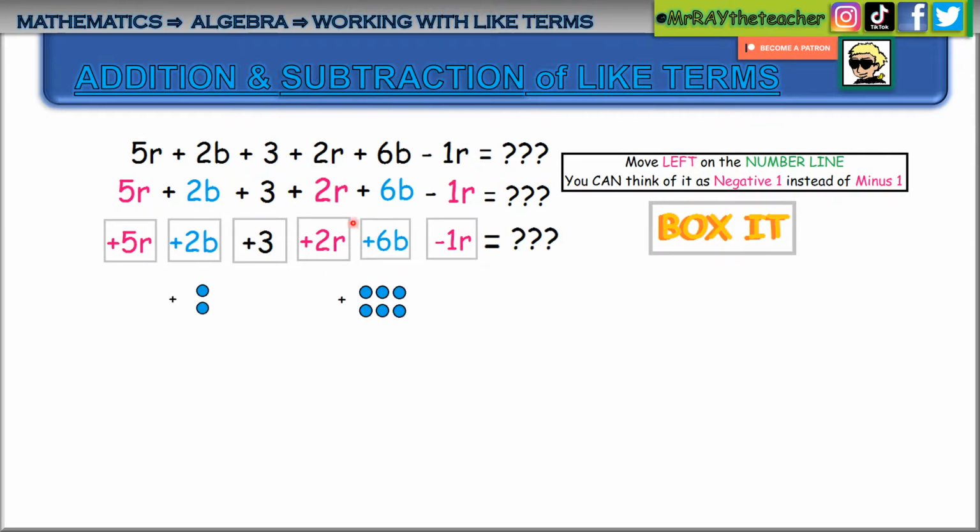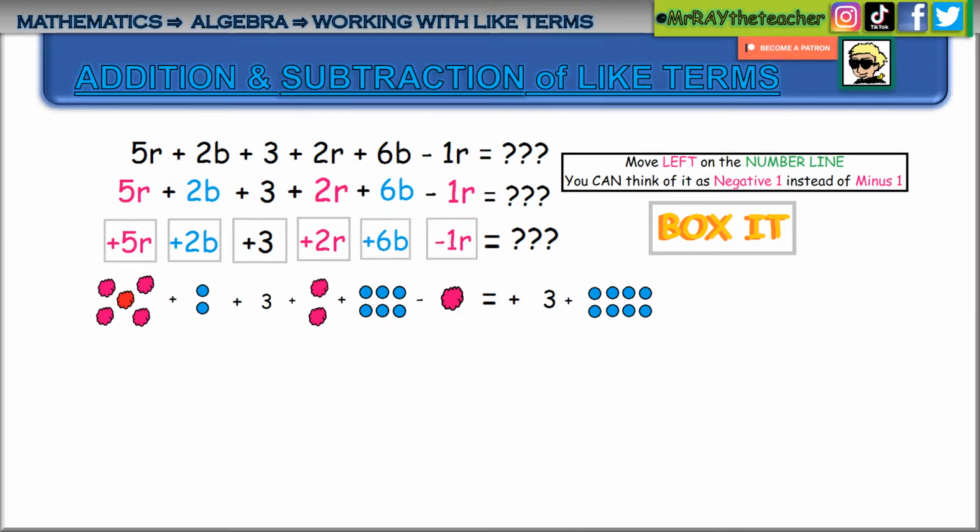Let's think about it. If you're still confused, 2B is 2 blueberries plus 6 blueberries. And we've got 5 raspberries here, plus another 2 raspberries, minus another raspberry. And then we've got 3 of no fruits. So 3 no fruits, so maybe 3 sticks or whatever. So that equals +3. So we take that over here.